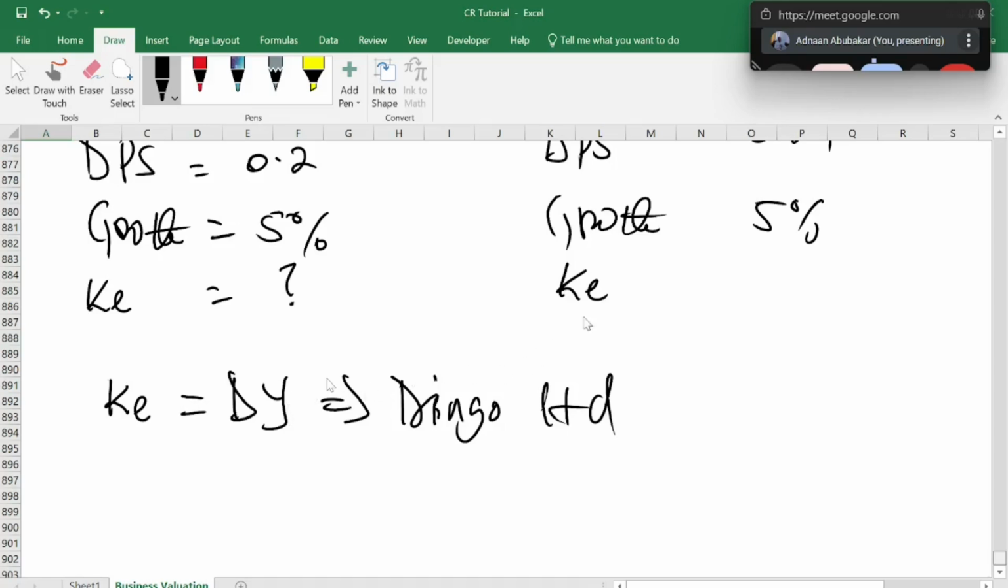What they want to tell you is that KE is the cost of capital. Have you forgotten what I taught you? The cost of capital, KE, is equal to RF plus. So whatever you've seen there, that cost of capital is the same as KE. And they are saying that cost of capital is equal to the dividend yield of Dingo Limited.